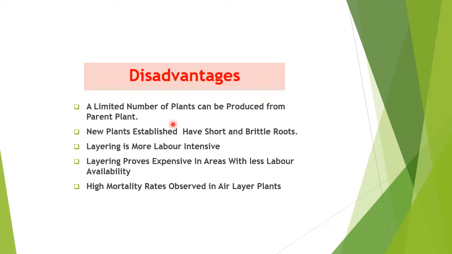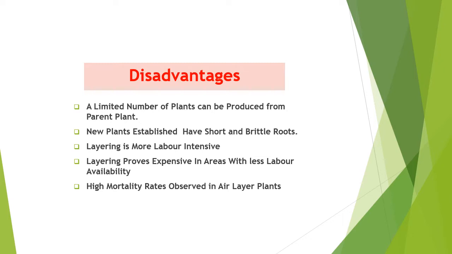A limited number of plants can be produced from a parent plant. See, in comparison with the propagation through cuttings, where you can produce a number of plants, here the choice remains limited. New plants established have short and brittle roots. Layering is more labor intensive as compared to propagation through cuttings, and layering proves expensive in areas with less labor availability. High mortality rates have been observed in earlier plants. These are some of the disadvantages, but obviously it has an advantage, especially in the hard to root plants through cuttings. So these were the disadvantages of layering.